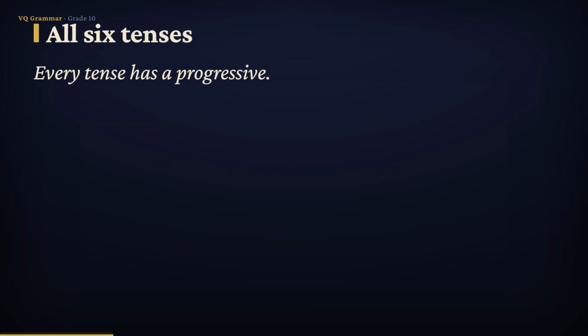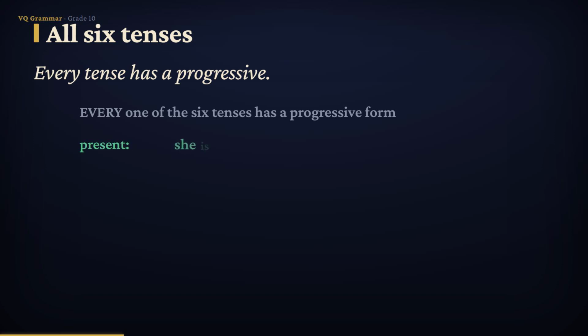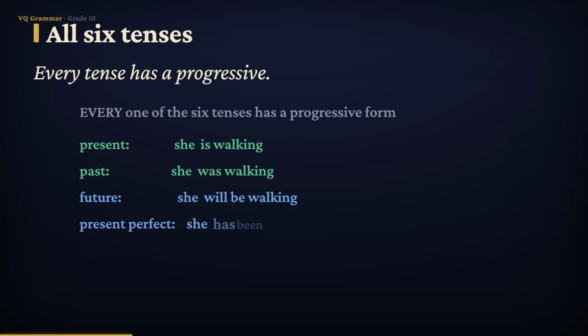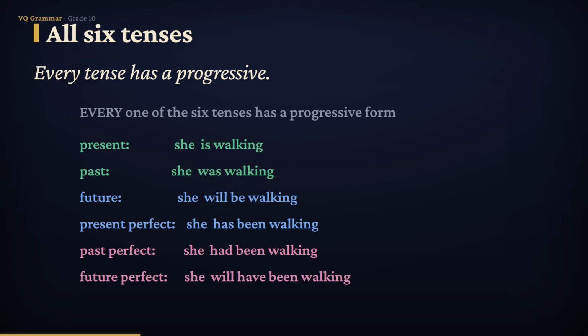Now here's the part that surprises people. Every one of the 6 tenses has a progressive form. Not just the present, but all 6. Watch. In the present, she is walking. In the past, she was walking. In the future, she will be walking. Present perfect, she has been walking. Past perfect, she had been walking. And future perfect, she will have been walking.